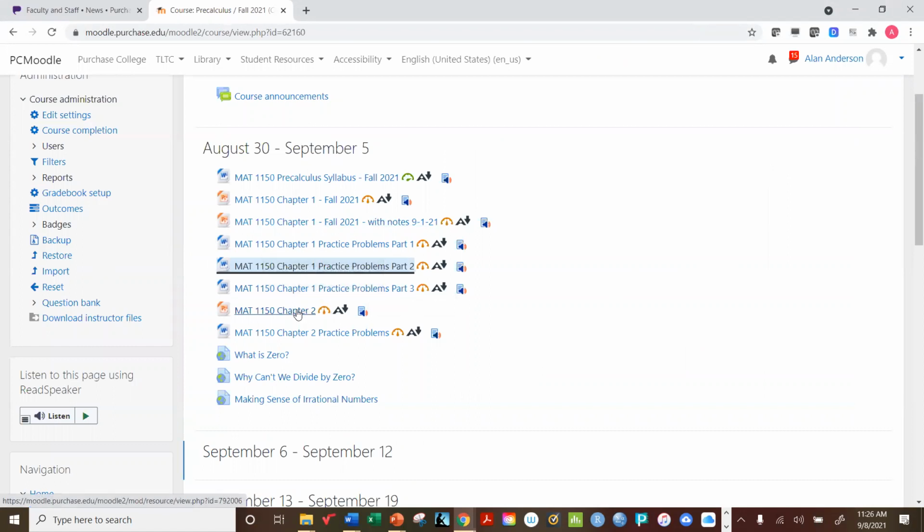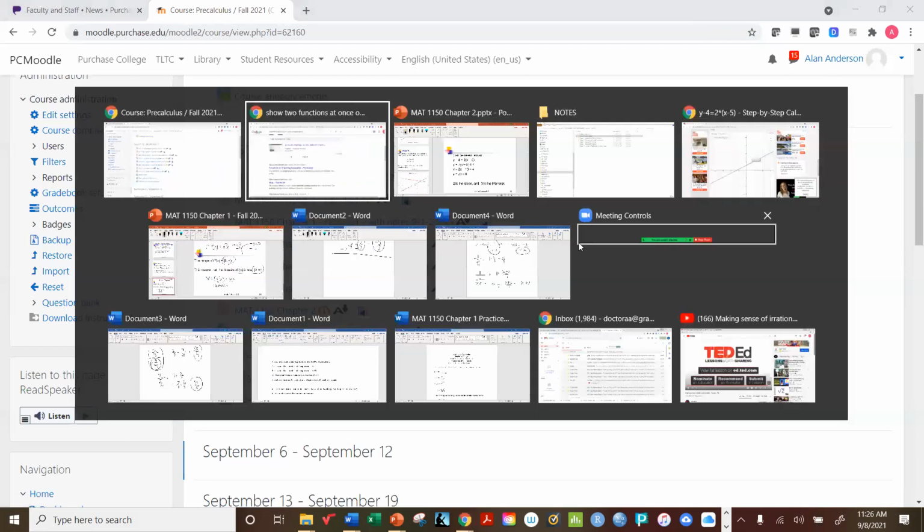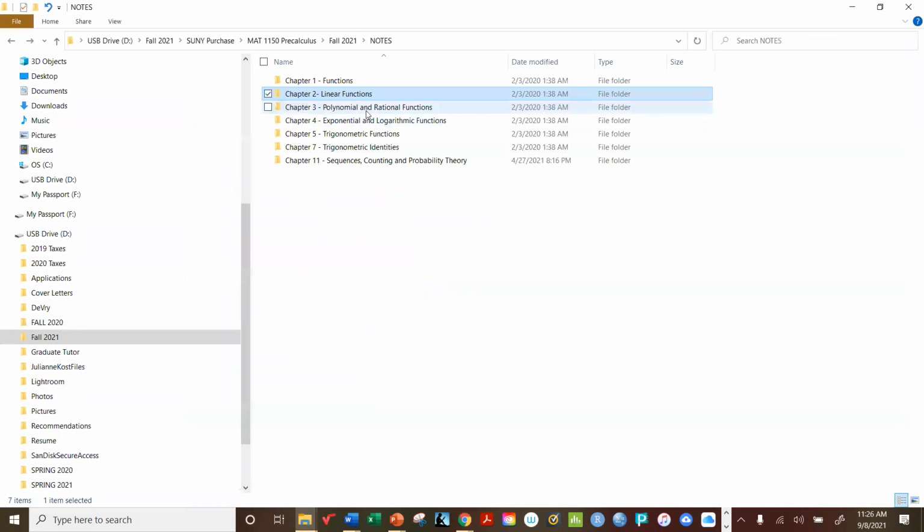But we'll probably not be done. We might finish 2 next week. And if we do, we'll just briefly start 3, which is our discussion about polynomials, which basically means functions that have many terms, including quadratics and cubics and all of that. So it gets a little bit more intense, but we'll be fine.